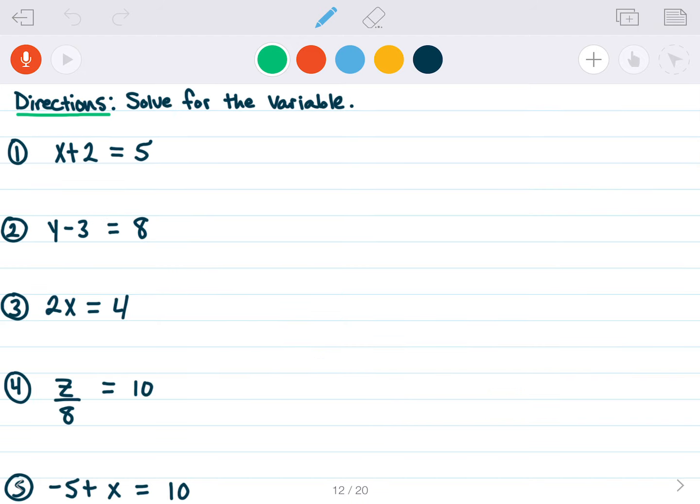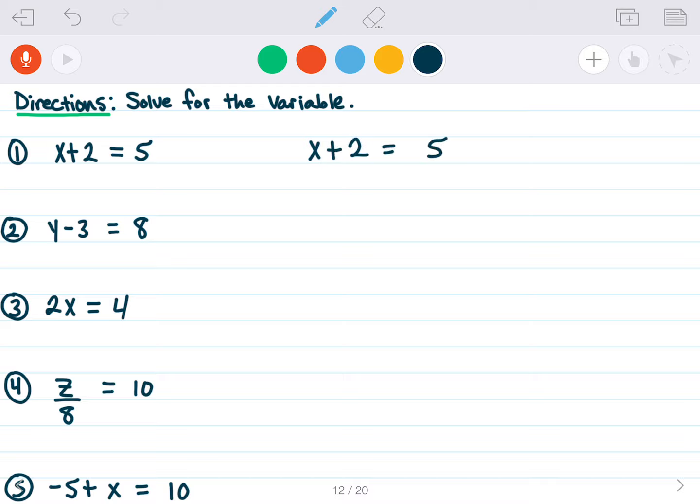Let's do some examples. We're going to start with some simple examples. Again, for these simple examples, you can really inspect them and see what the answer is, but we're going to use inverse operations to do this. So let's look at our first example. We have x plus 2 equals 5.